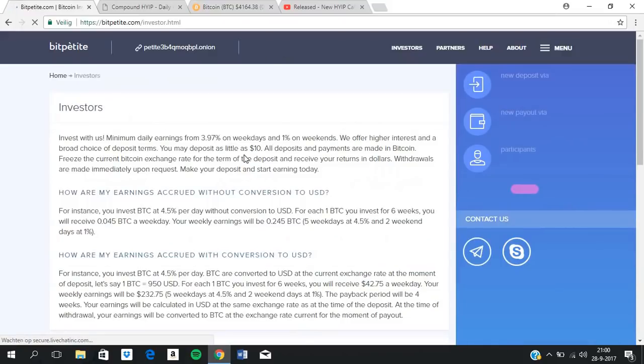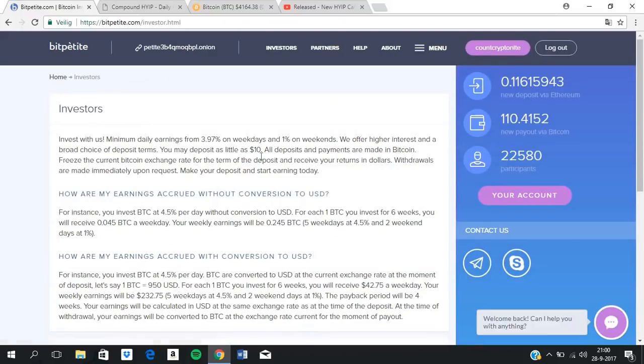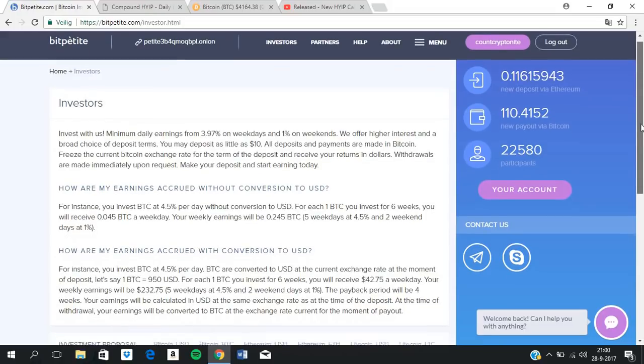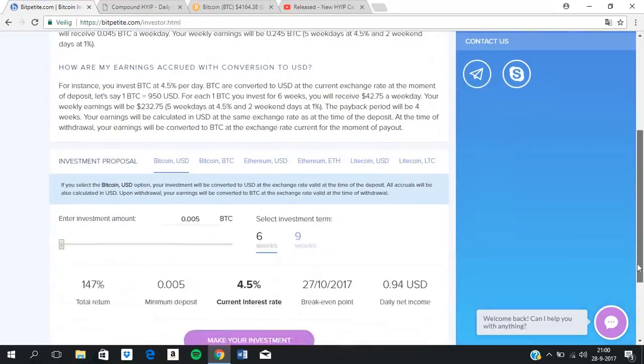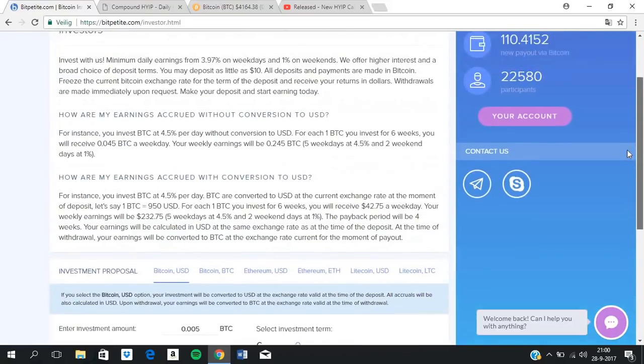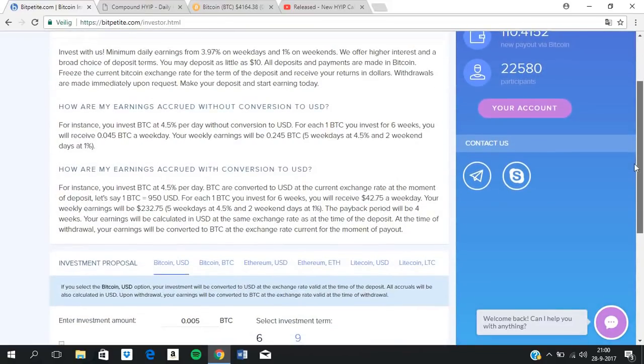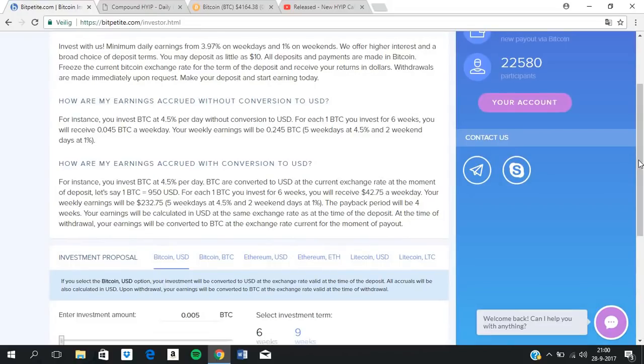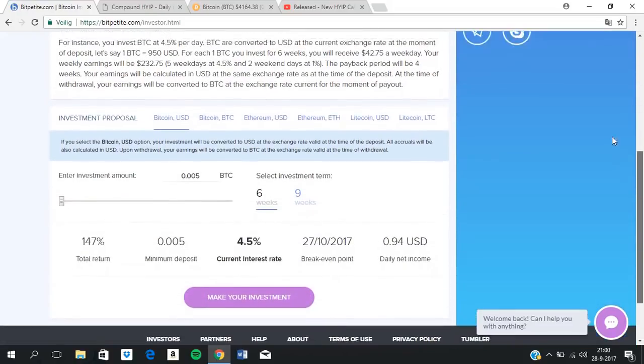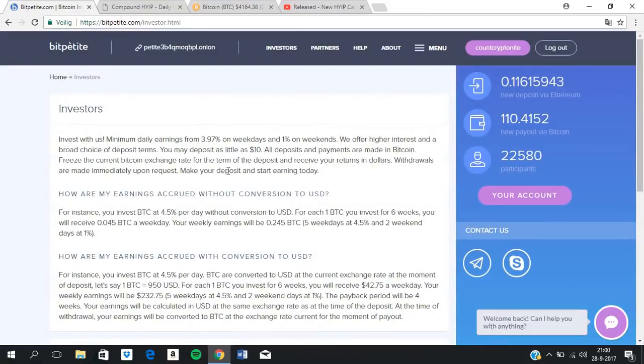So this is Bitpetite. I just wanted to share my experience and tell you guys that I've invested in it and how it works. I'm really happy with it. I've never done HYIPs. This is my very first time. I've only done trading most of the time, but this is my very first HYIP, and the website looks nice. Let's see what it brings.